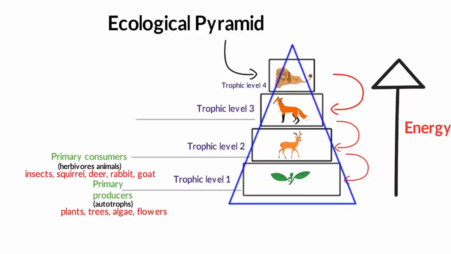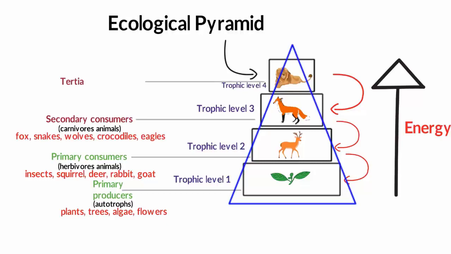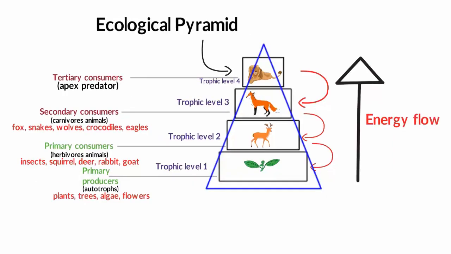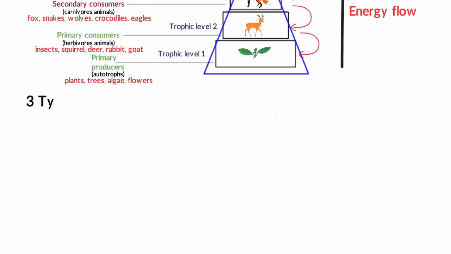Now on top of this bar, we have the secondary consumers, which feed on the primary consumers. Secondary consumers consist of carnivorous animals like fox, snakes, wolves, crocodiles, eagles, etc. Like this, the bars of the pyramid continue to rise as long as there is an organism that eats another organism.